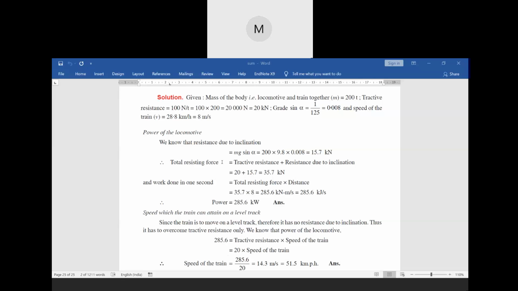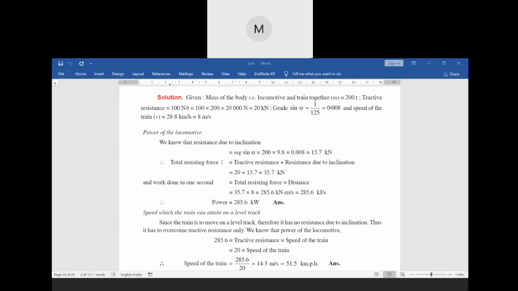So if you can see that a train can move up a grade of 1 in 125. So this 1 in 125 means what? Sin alpha is equal to 1 by 125, which comes out to be 0.008. Okay, so this is the constant speed, or we can say that this is the sin alpha component. In the last class also I showed you via diagrams and all.